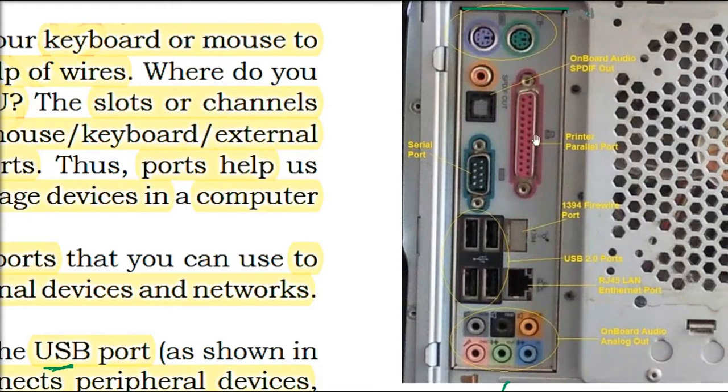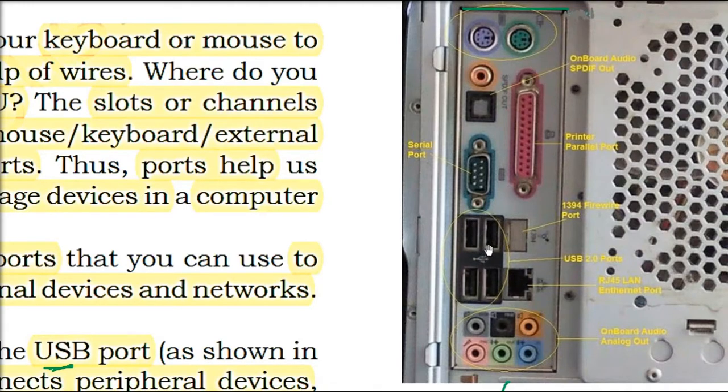There are a lot of holes here, and these are all female jacks. You will have a male connector which will go inside this. So this is a printer parallel port. Okay, serial port, output, video. Below this you see, this is a FireWire port. It is not open right now.